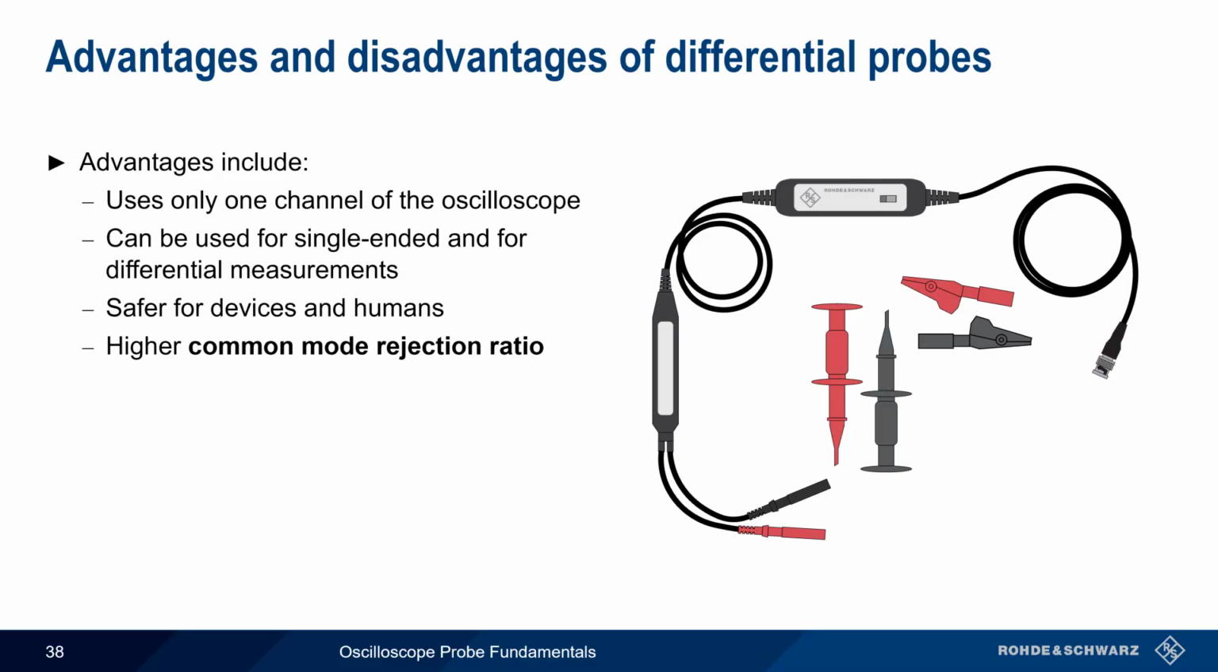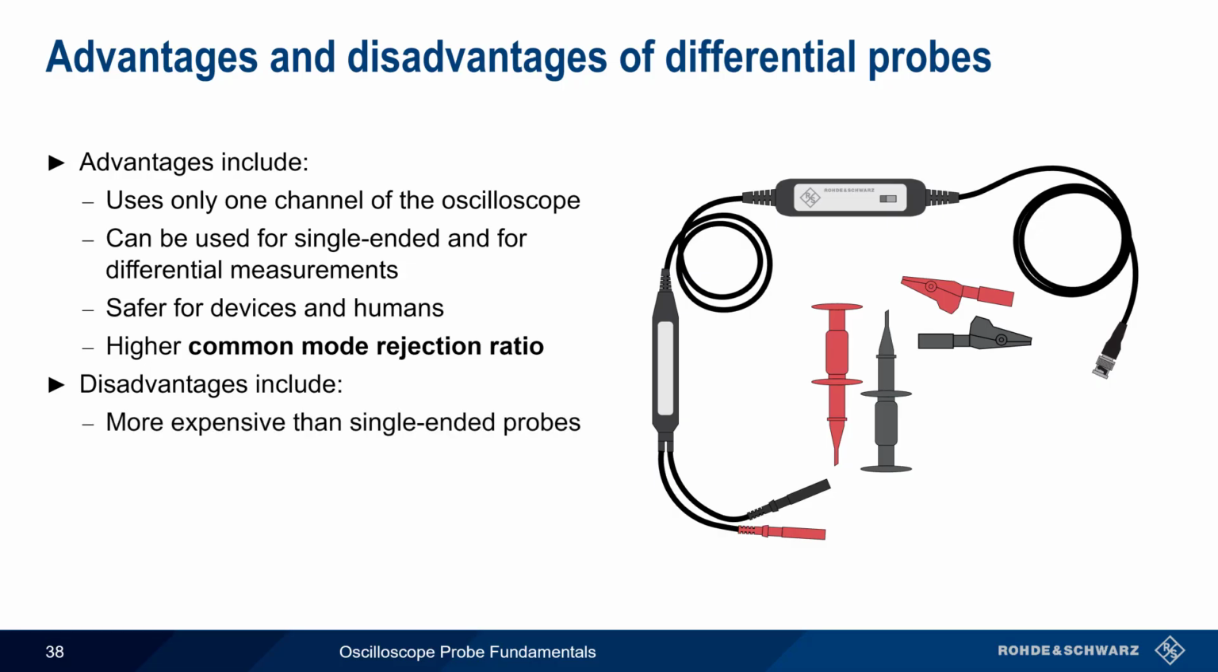Some of the disadvantages of differential probes are that they're considerably more expensive than passive single-ended probes, and they also tend to be physically larger. Also, due to the differential amplifier used to compare the voltages, differential probes are active, that is, they require power, either from the scope itself or from an external supply or internal battery.